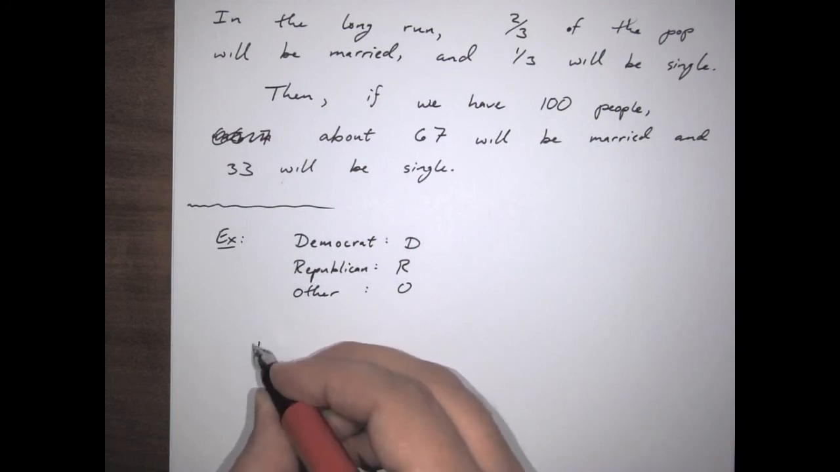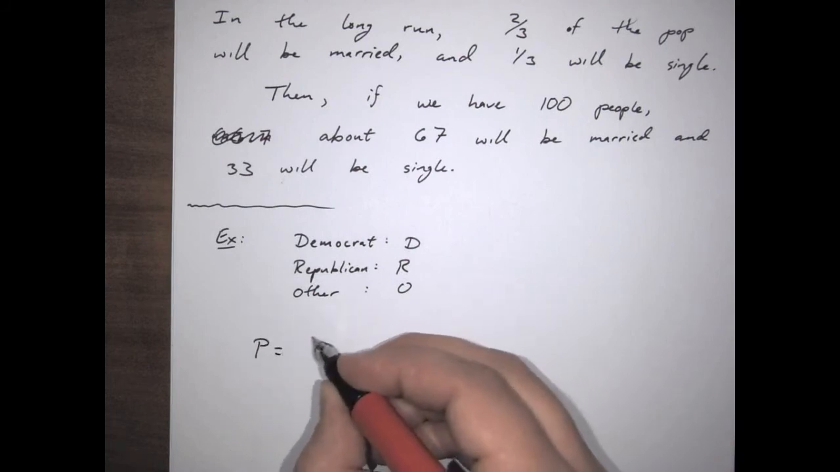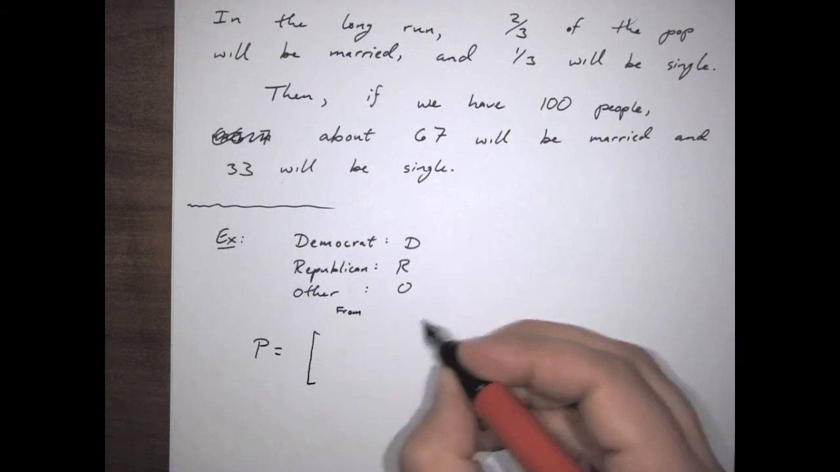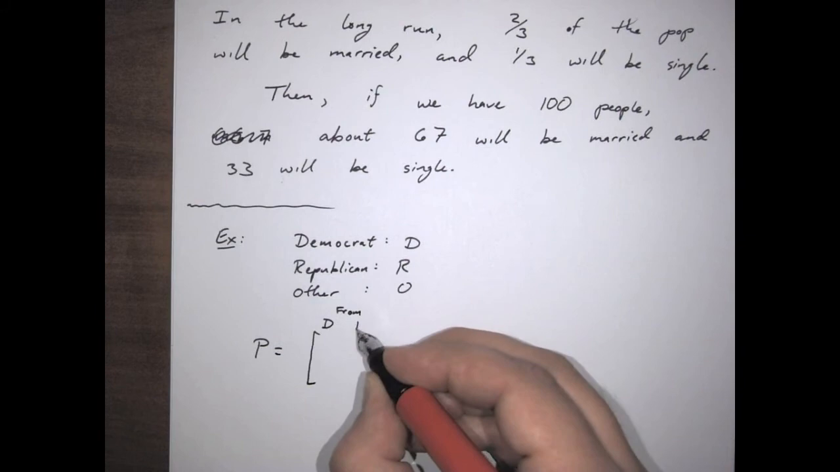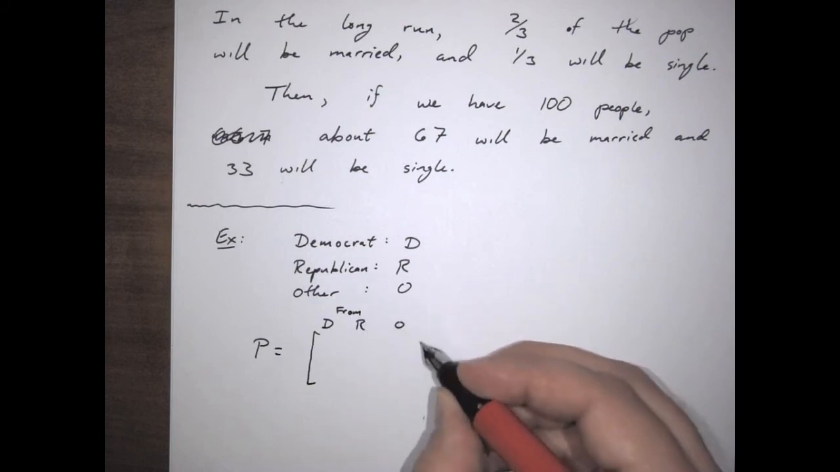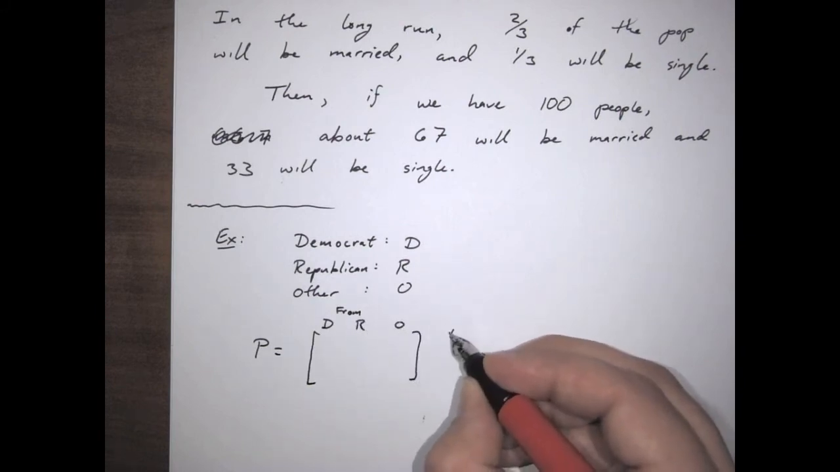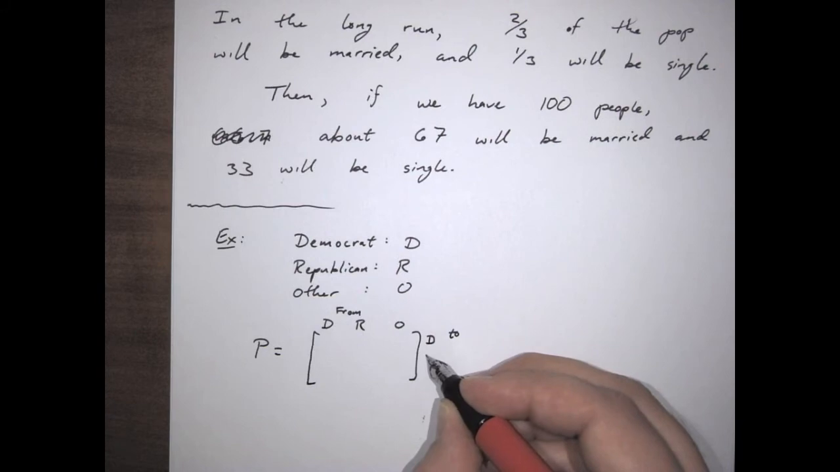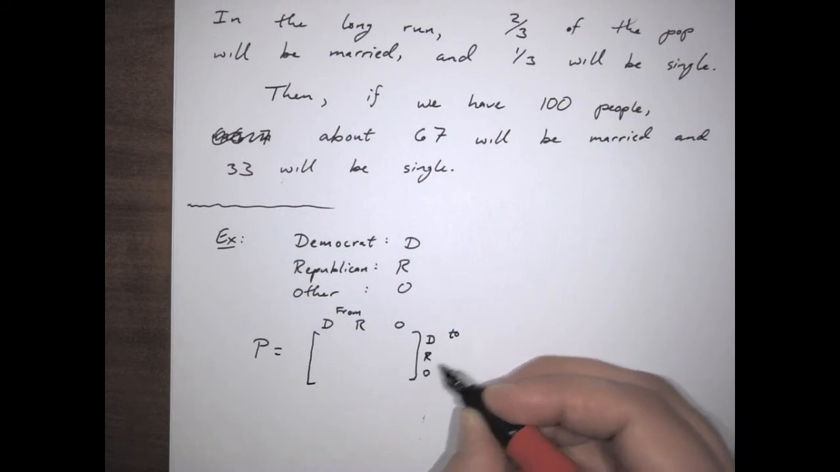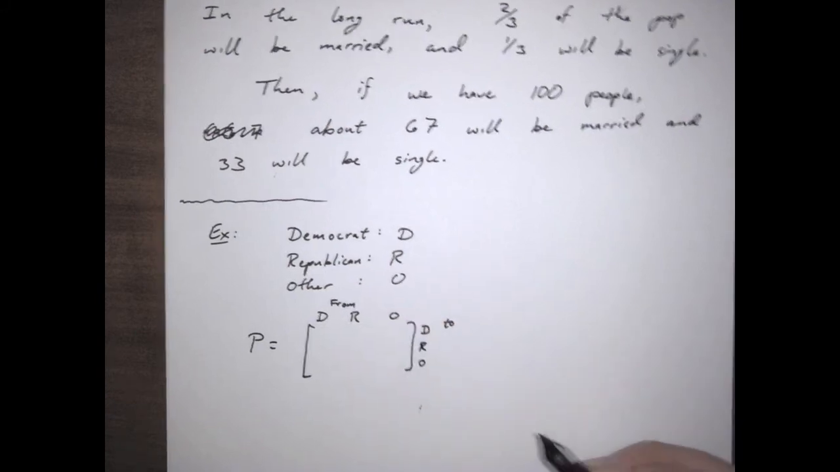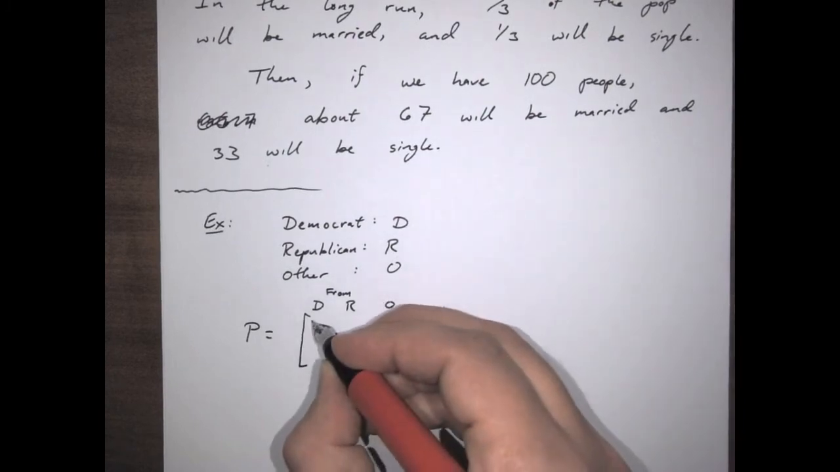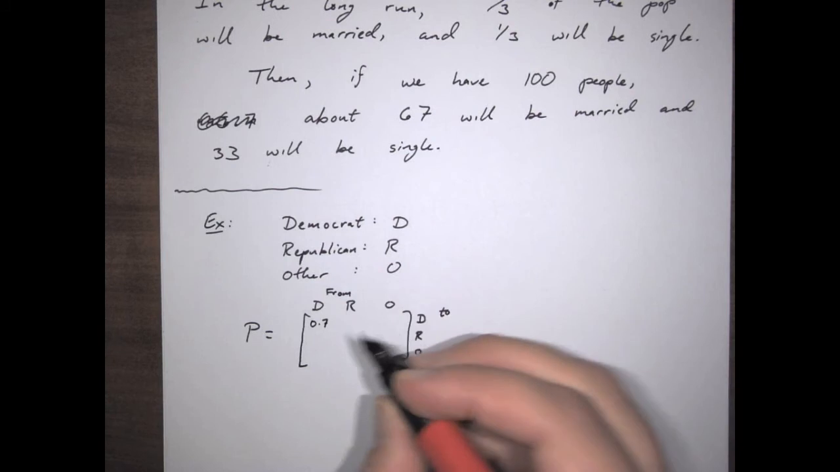to the chase, and let's say that the transition matrix, so this is from D, R, and O to, and it always has to go this format. It always has to be from as columns, to as the rows. And most importantly of all, the order has to be the same. DRO, DRO. Okay, so let's say we have 0.7 for D to D.